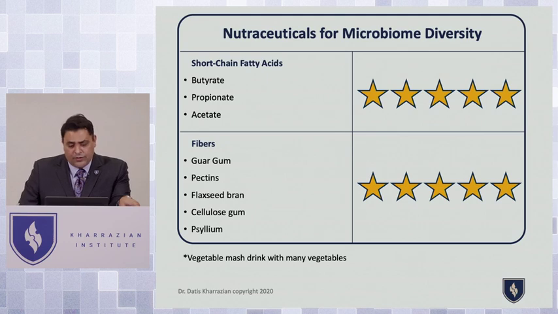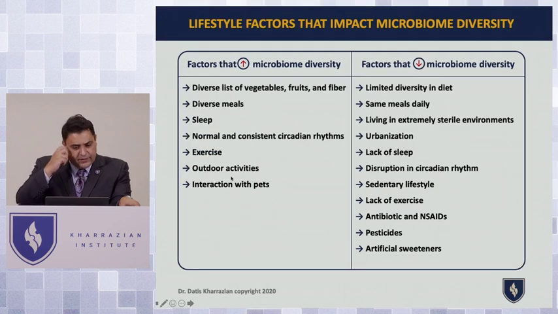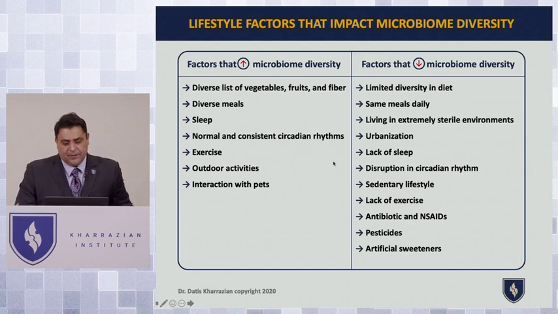The most important nutrients for microbiome diversity, microbiome health, are short-chain fatty acids, butyrate, propionate, acetate, and then diverse fibers. So these are supplements you can use. And then lifestyle strategies are a diverse list of vegetables, fruits, and fibers, diverse meals, sleep, normal consistent circadian rhythms, meaning you sleep at the same time every day, exercise, outdoor activities, interaction with pets. These all improve the microbiome.